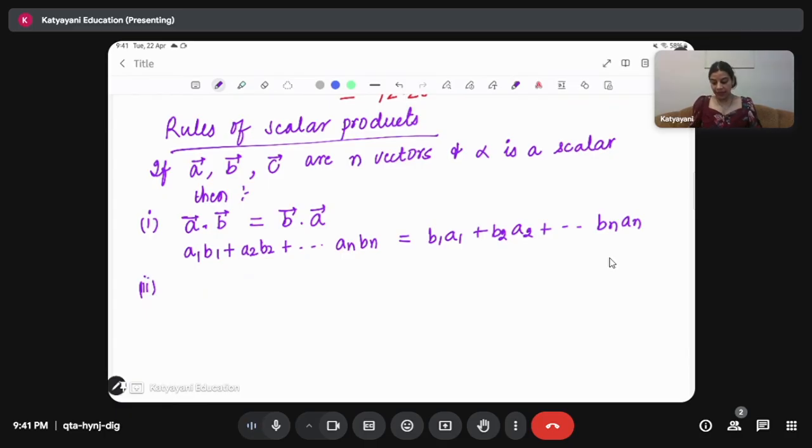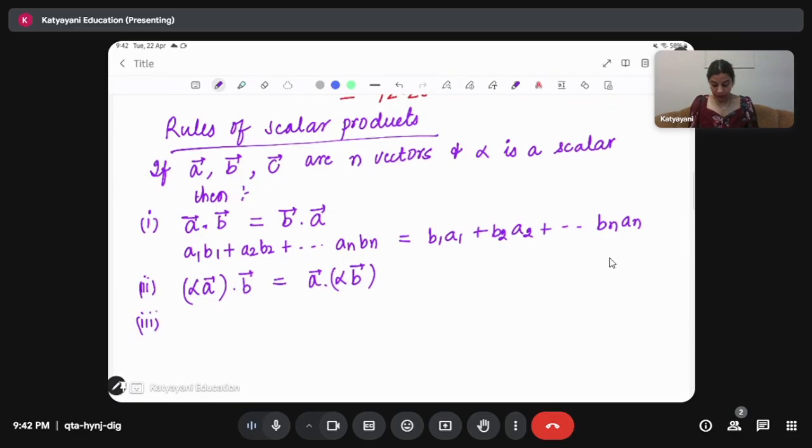Now let's look at the second property or second rule of scalar products. The second rule says that if you multiply your vector a with a scalar and then take the dot product with the vector b, it is the same as if you multiply the vector b with that scalar first and then take the dot product with a. It will give you the same result, right? So again, the proof of this is very trivial. You can try it on your own.